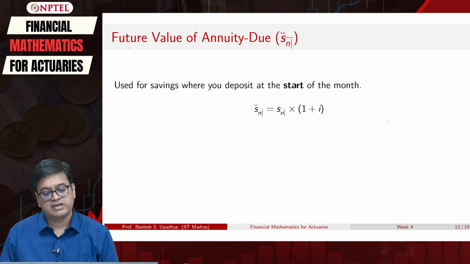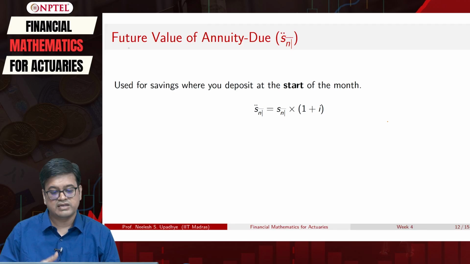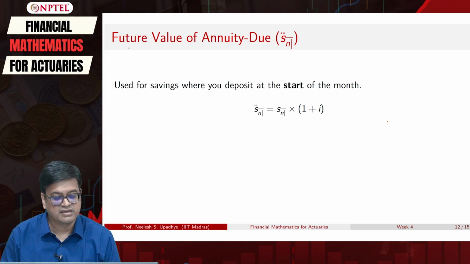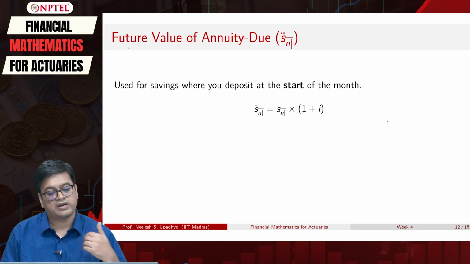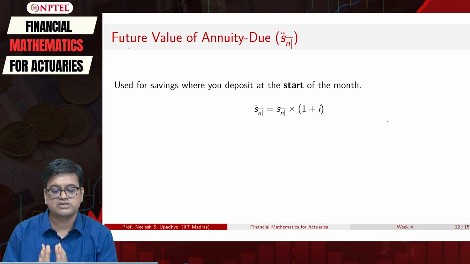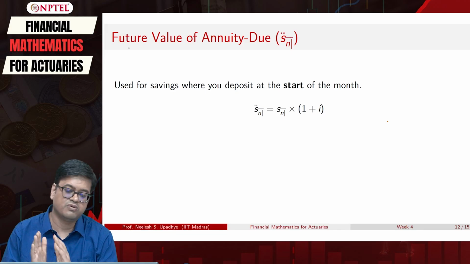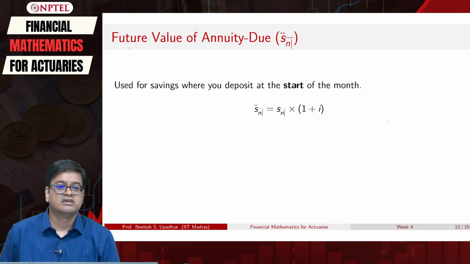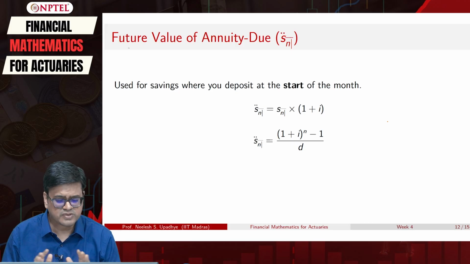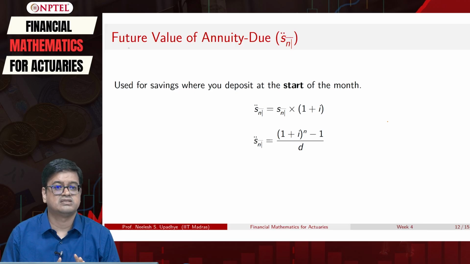So whenever you are dealing with future value, you are calculating this S angle n, which is the future value. If I want to do it for annuity due, you just have a double dot over it and the relation is more or less similar. You will multiply whatever values you have with 1 plus i. If you do that, you will again get this particular factor, which is (1 plus i) raised to n minus 1 upon d. But the logic is more or less similar.